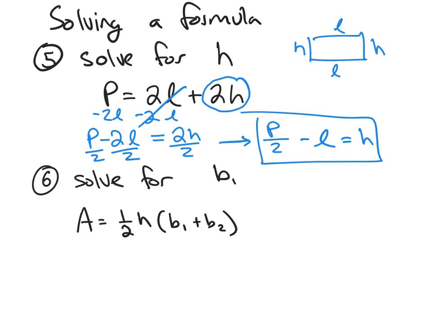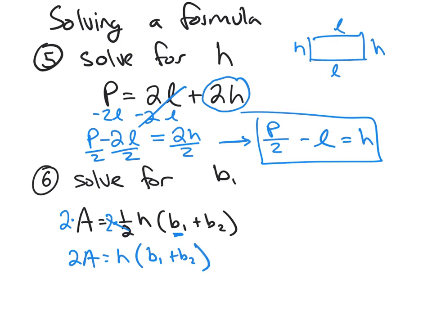Finally, number 6, solve for B1. All right, this one's a tricky one. I gotta get this B1 alone, but right now it's trapped in parentheses. So I have to undo the stuff outside the parentheses. The first thing I'm gonna take care of is the 1/2. If I wanna cancel out 1 divided by 2, I need to multiply both sides by 2. So I get 2a equals, those cancel, h parenthesis b1 plus b2.